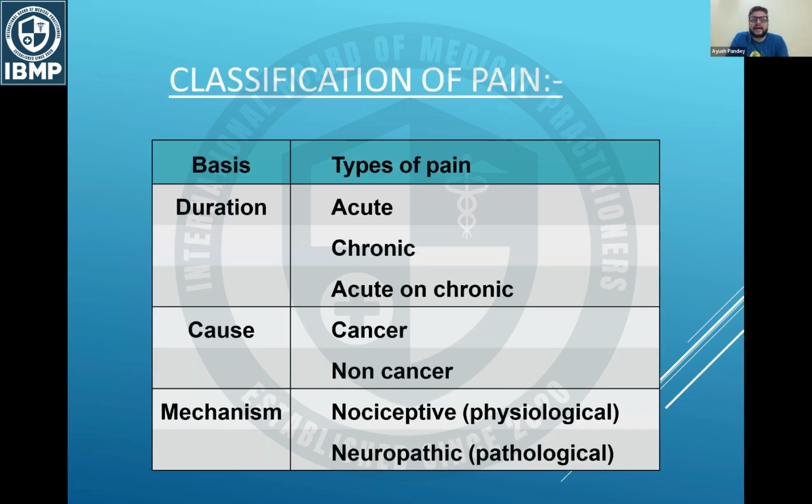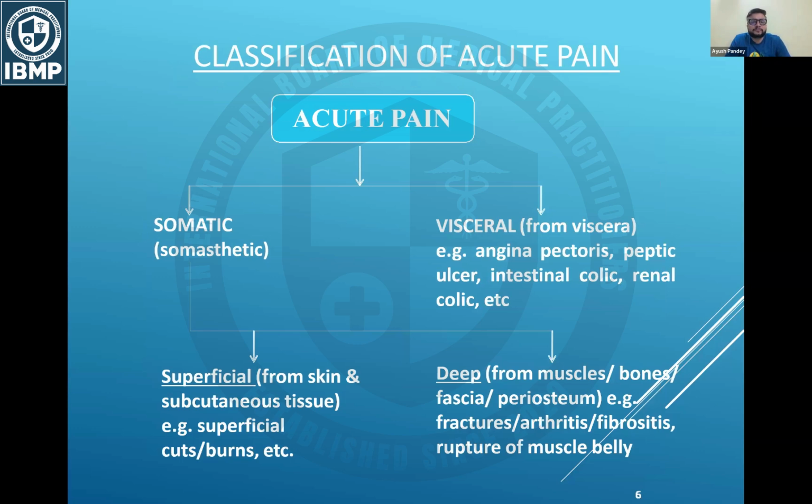Talking about the basic classification of pain, it is classified on the basis of duration, cause, and mechanism. Duration is further subdivided into acute, chronic, and acute on chronic. Based on the cause, it can be a cancerous or a non-cancerous cause. And talking about the mechanism, nociceptive, that is physiological, and neuropathic, that is pathological. We have discussed this classification in detail in the last session also.